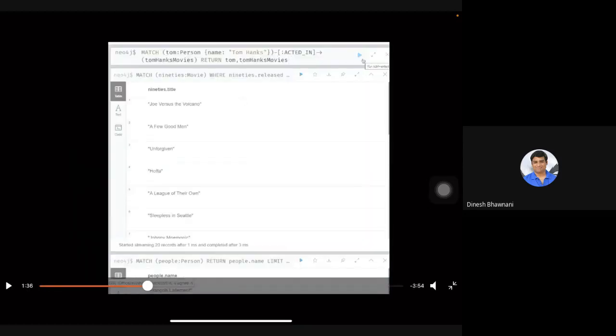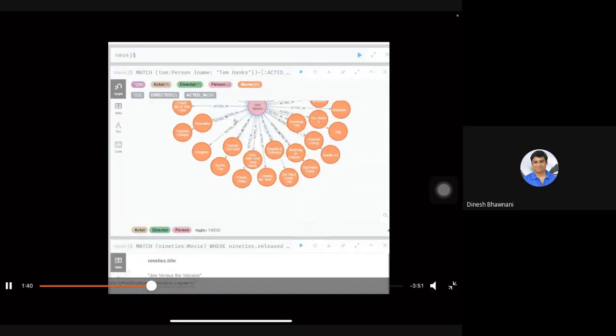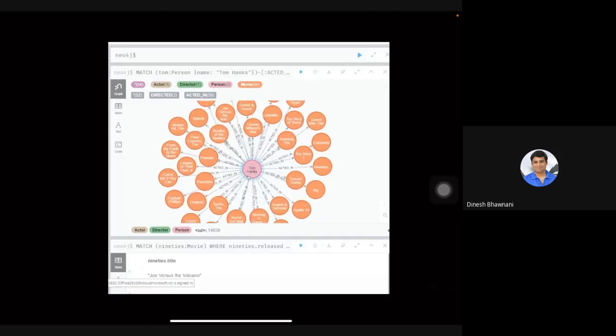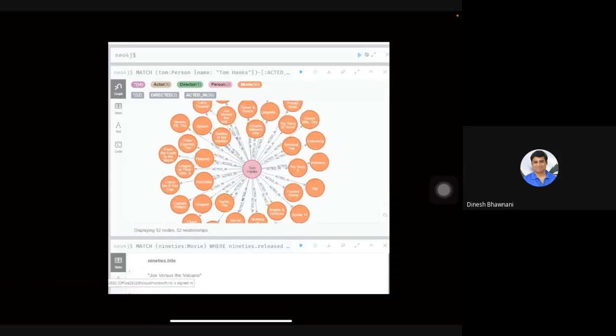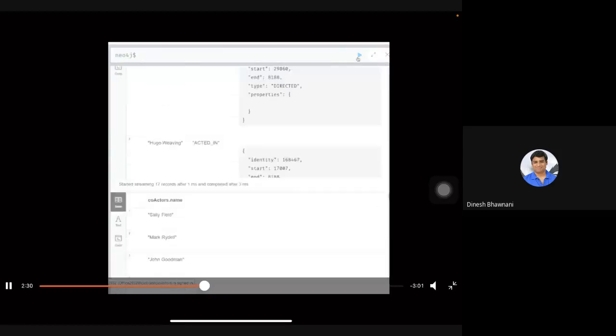Tom Hanks. What did Tom Hanks act in? So you put this query and it will show you all the Tom Hanks related movies. Similarly, you can keep trying the queries. This is all in the WhatsApp group. So Cloud Atlas, return people, type, related to, okay, and so on.